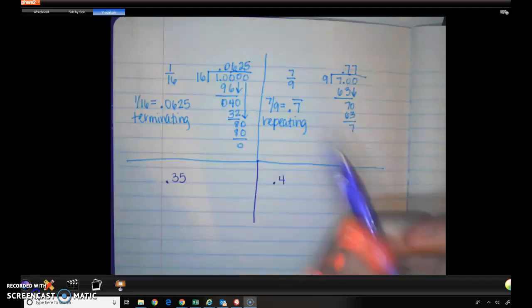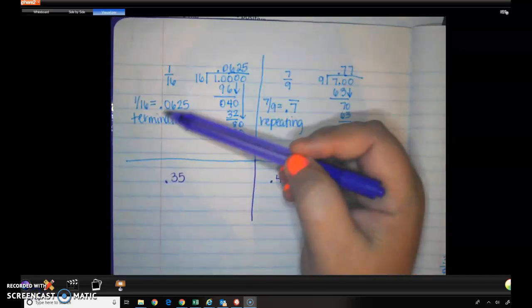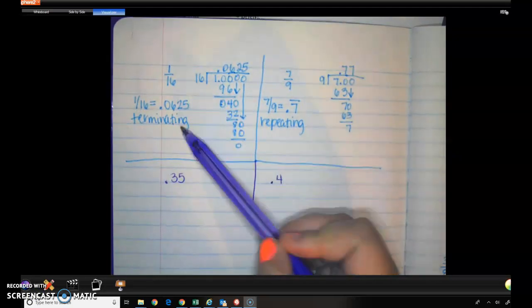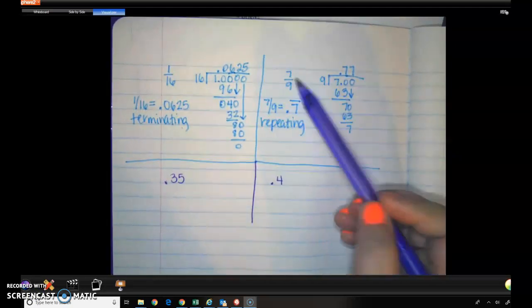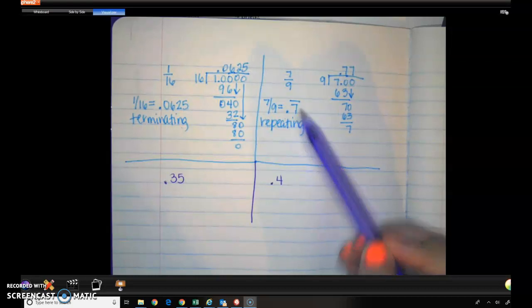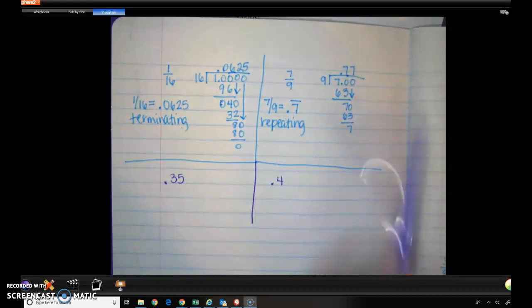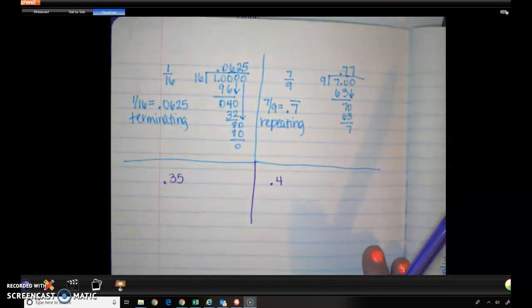All right, these are the 2 that you're going to try. Tell me what they are as a decimal. And then I want you to tell me if they're terminating or repeating. And once you've solved them both, I want you to unpause the video to see if you did them correctly. All right, so 1/16 was 0.0625, which is terminating. And 7/9 was 0.7 repeating, and it is repeating. If you need a pause to get the correct answers down, you may.